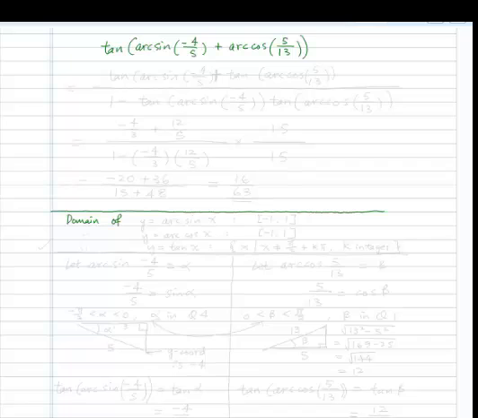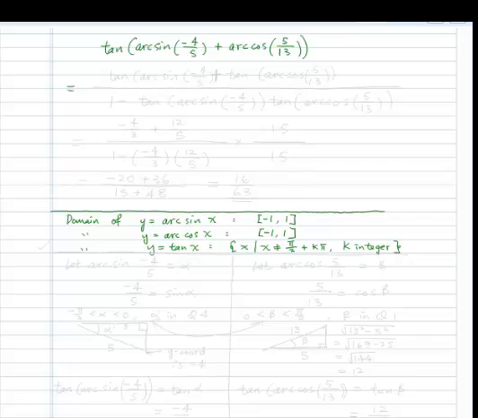The domain of y equals arcsine of x is between -1 and 1, including the endpoints. And the domain of arccosine of x is the same. And the domain of y equals tangent of x is the set of x, such that x can be any real number and x cannot be pi over 2 plus k pi, where k can be integers.